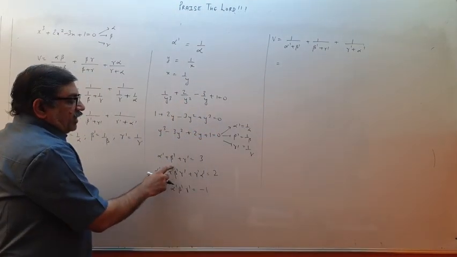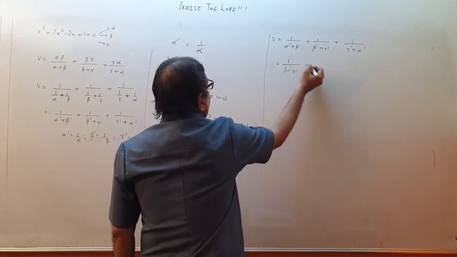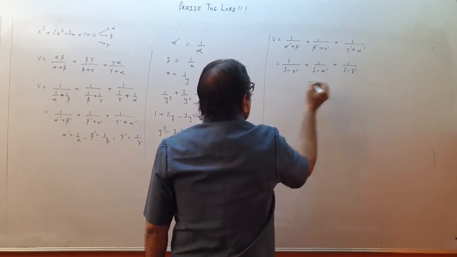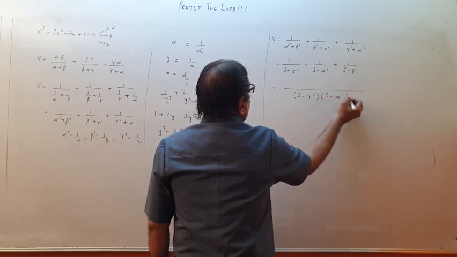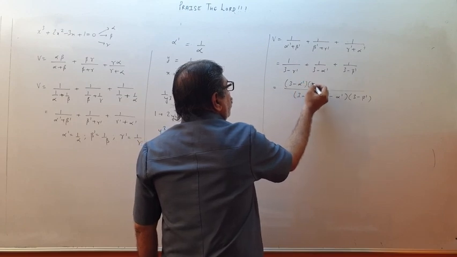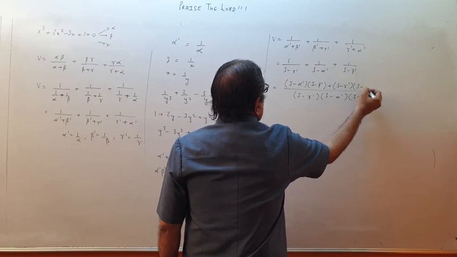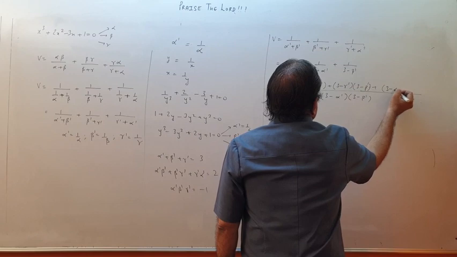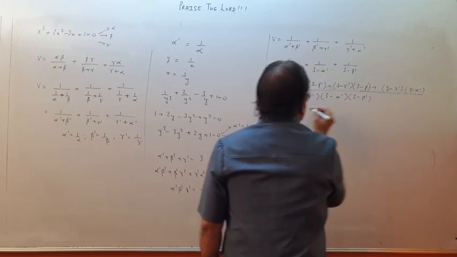See, alpha dash plus beta dash plus gamma dash is 3. So instead of alpha dash plus beta dash, I can write 3 minus gamma dash. This I can write as 3 minus alpha dash, and this I can write as 3 minus beta dash. Now take the LCM: 3 minus gamma dash, 3 minus alpha dash, 3 minus beta dash. So this will be 3 minus alpha dash into 3 minus beta dash, plus 3 minus beta dash into 3 minus gamma dash, plus 3 minus gamma dash into 3 minus alpha dash.